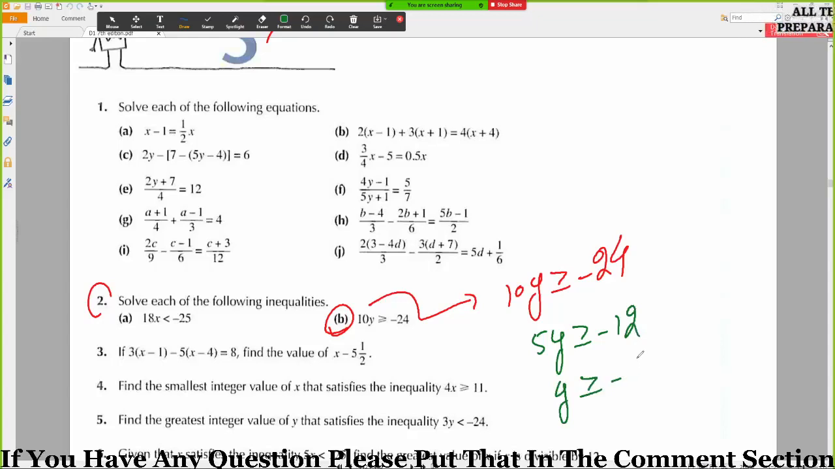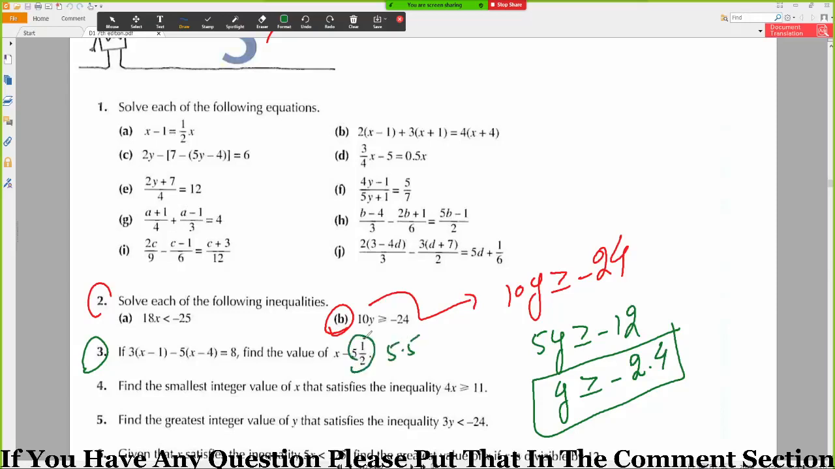Okay, y is greater than or equal to minus 2.5. Okay, you have to simplify only up to here. Okay, question number 3. If this, find the value of x minus 5 into 1 by 2. 5 into 1 by 2 means 5.5. Okay, 1 by 2 means 0.5, so 5.5.